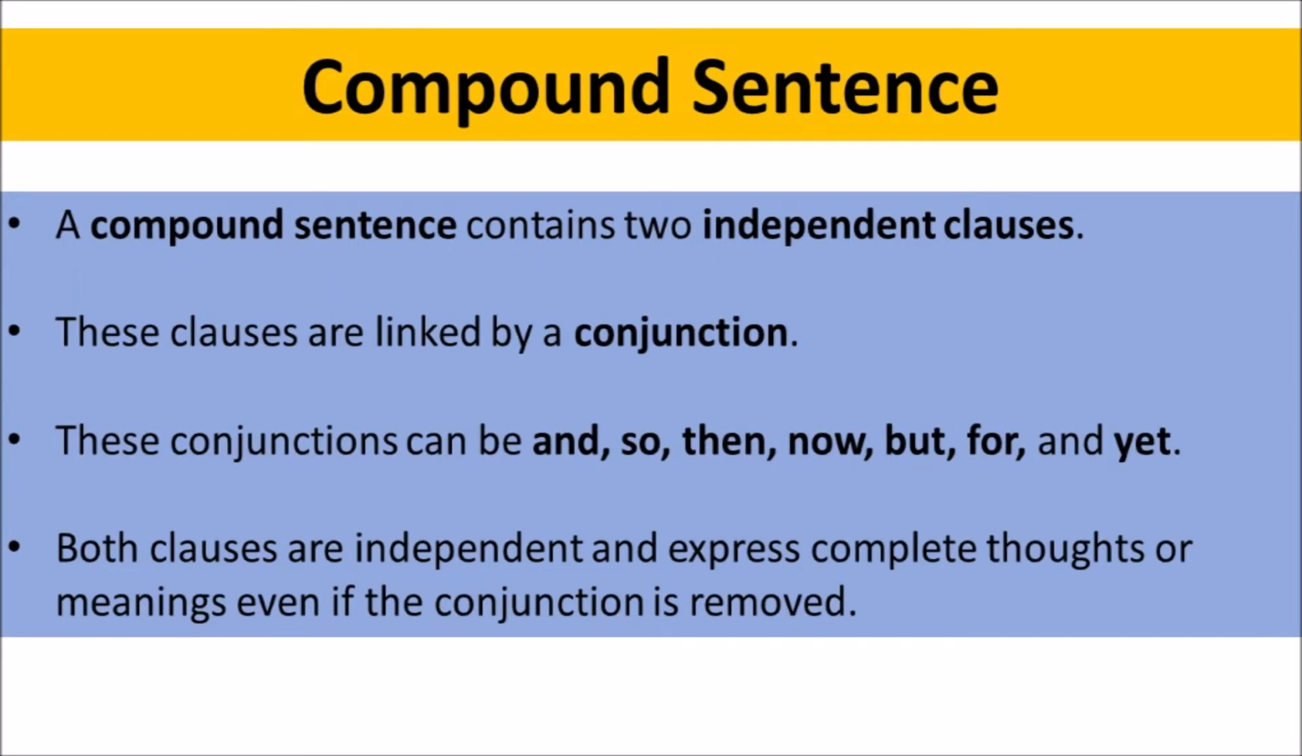Compound sentence. A compound sentence contains two independent clauses. These clauses are linked by a conjunction. These conjunctions can be and, so, then, now, but, for, and yet. Both clauses are independent and express complete thoughts or meanings even if the conjunction is removed.